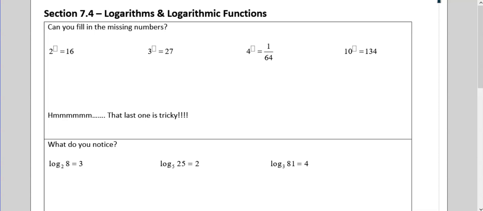Hello everybody. I'm not feeling great today, so here is the lesson for today. So we're getting into the actual Algebra 2 stuff now.